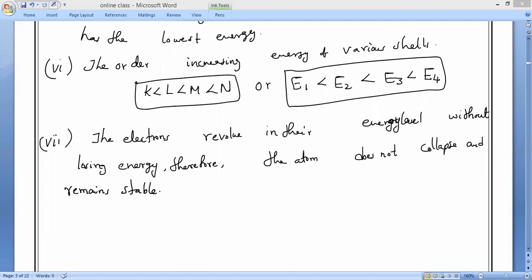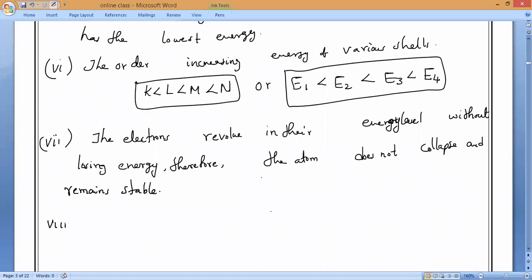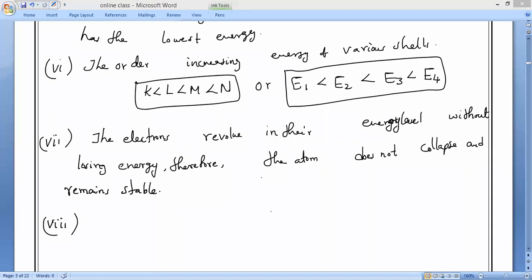Bohr also said that electrons revolve around the nucleus in particular orbits, and how the electrons are arranged, he has given one formula. So we will study electron arrangement. What is the formula? Anyone can tell me? Electrons are arranged by 2n square. Okay.